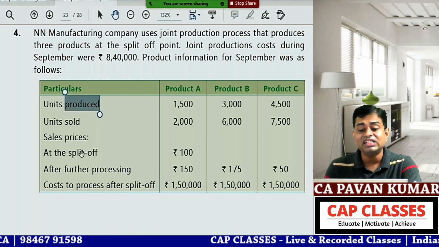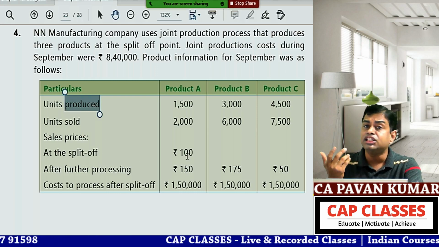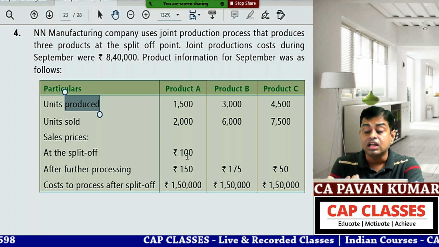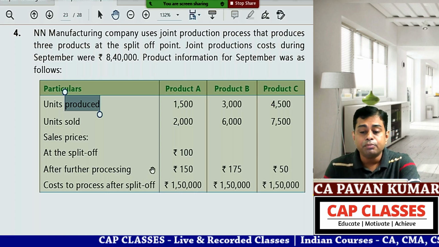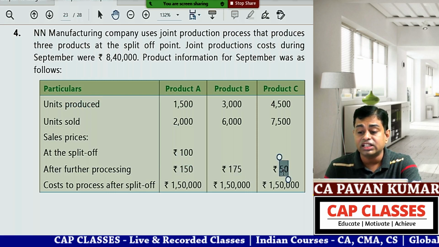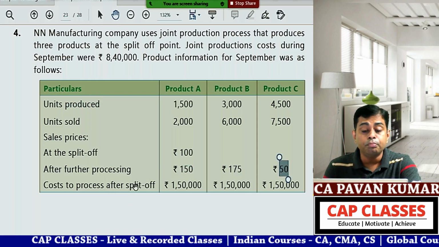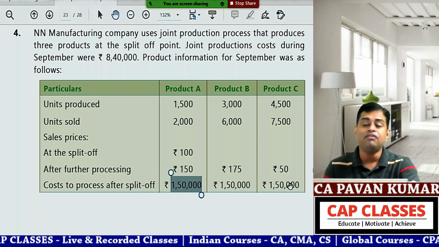So this is the line we are going to use. Then sale price at the split off is 100 rupees for product A. For product B and C, there is no sale price at split off. That means they must be further processed. After further processing, product A is 150 rupees, product B is 175, product C is 50. Cost to process after split off point is 1,50,000, 1,50,000, 1,50,000.